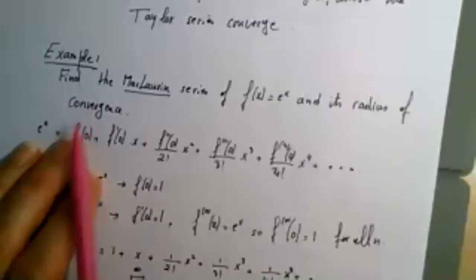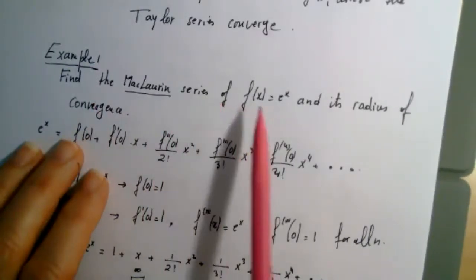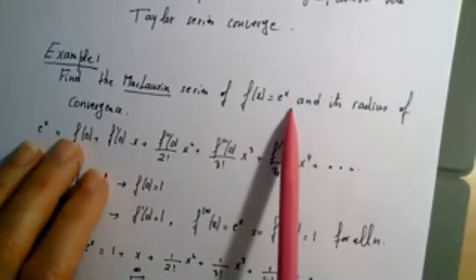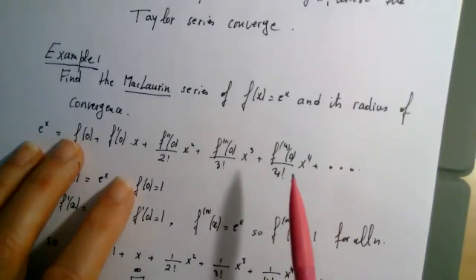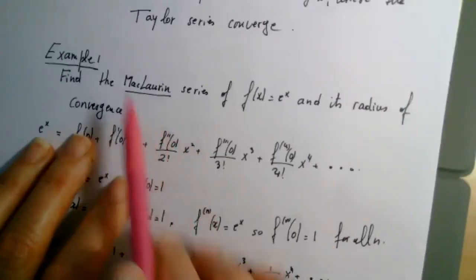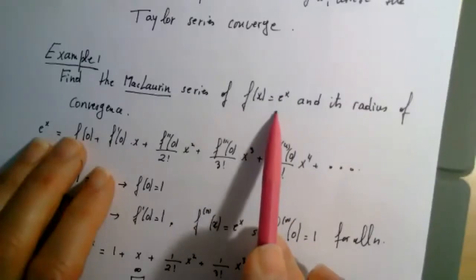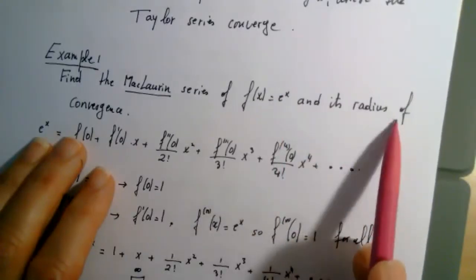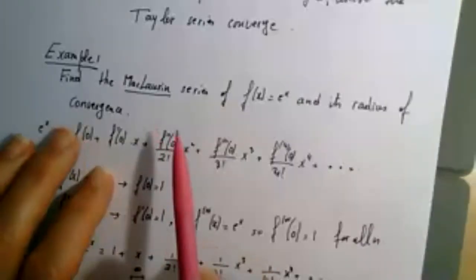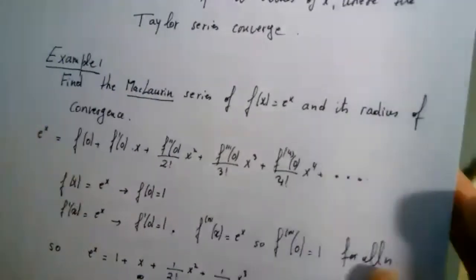So example number 1 is: find the Maclaurin series of the function f(x) equals e to the x, which I did before the exam, but now we're going to do it using the new formulas we have. Find the Maclaurin series of the function f(x) equals e^x and find its radius of convergence. I'm going to redo this in front of you. It's already in your notes, but we're going to do it together so we practice how to proceed.